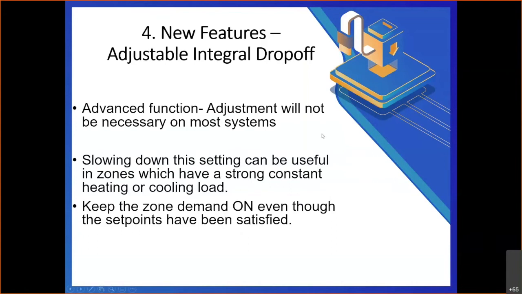So for the most part, like I said, you're not going to need to use this. But slowing this down can be useful in zones which have a strong constant heating or cooling load, so that we don't just say, oh, we're satisfied, shut everything off. We can keep a valve open partially, just making sure that we're not swinging too far.